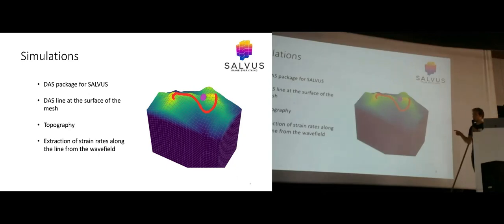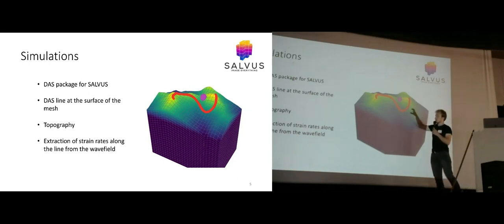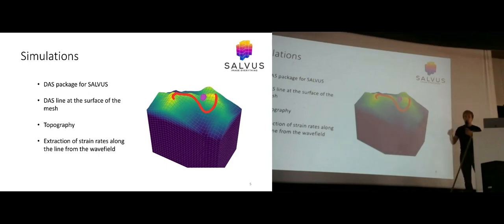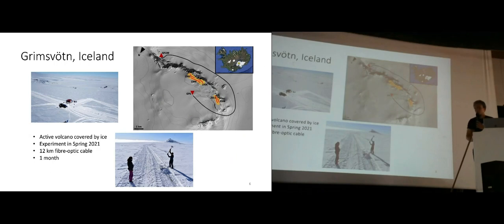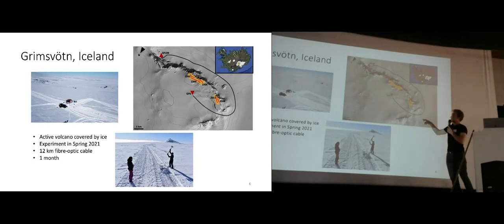How we get to strain rates is by storing the displacement wave field around the DAS line, in the tube. This is stored, and in an additional processing step, we would then get the strain rates along the DAS line. Of course, I also have an application, which is the Grimsvötn Volcano in Iceland. Beautiful setting. The experiment was set up in spring 2021, so I unfortunately missed that one. As you can see, it's in the middle of Iceland. We have the caldera of the volcano right here, and this is the DAS line, overall 12 kilometers long, and the measurement went on for over a month.